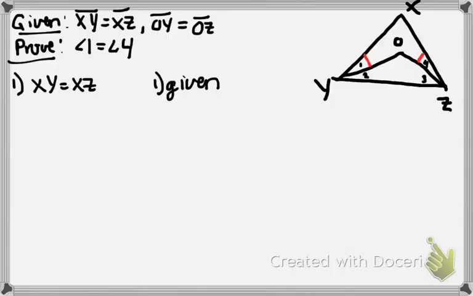Now if XY is equal to XZ, that makes the large triangle an isosceles triangle. So based on that information, if I use the isosceles triangle theorem, I know this entire angle, XYZ, has to be equal to this entire angle, XZY. So that's going to be my second step, to say that angle XYZ is equal to angle XZY by the isosceles triangle theorem.